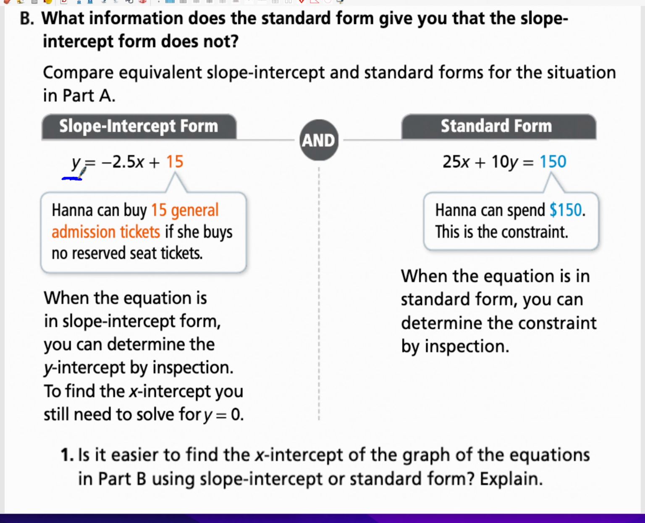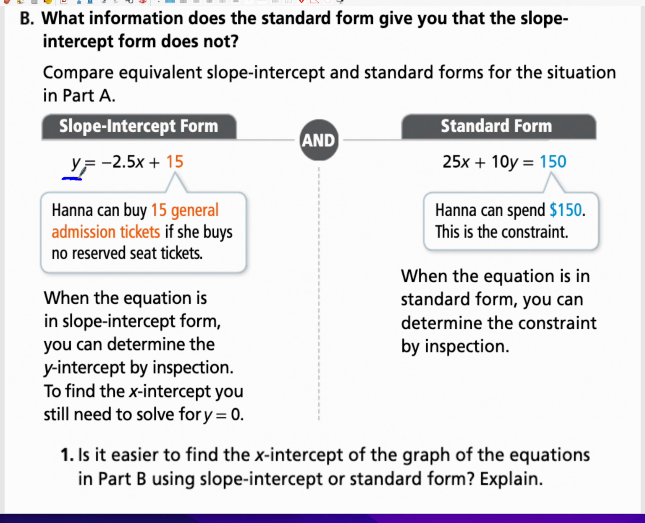Okay. All right. So when the equation is in slope-intercept form, you can determine the y-intercept by inspection. What does it mean by inspection? Looking at it. Just by looking at the equation, I can see what the y-intercept is. Just by looking at this equation, I can see what the constraint is. Okay? And so both equations have their pros and cons, all right? Both equations have their pros, both of them have their cons, both of them have their limits.